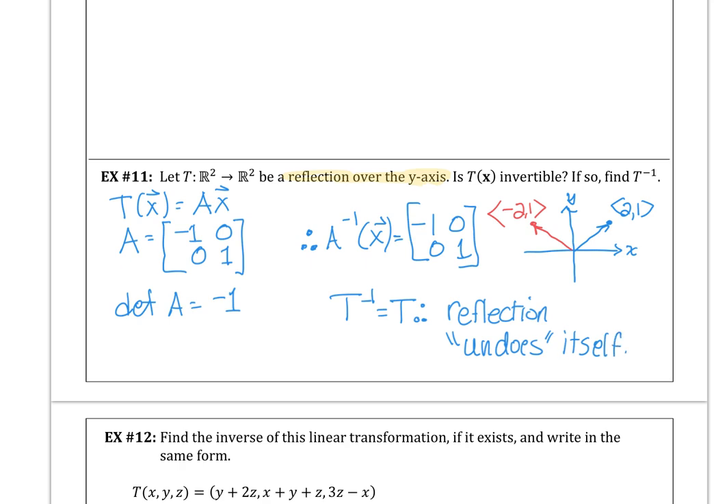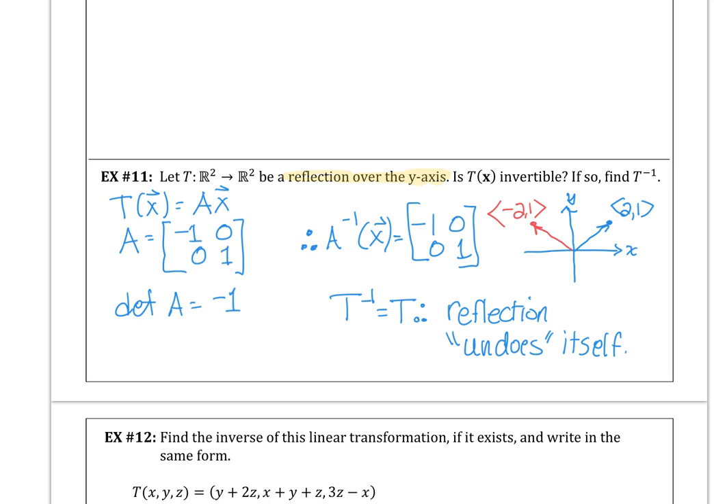And that followed what we learned in a previous lesson, where if we just replace this with the opposite, we would have that reflection and keep the y value. And that's what our inverse matrix does. So we know that they are invertible and that the T inverse is itself.